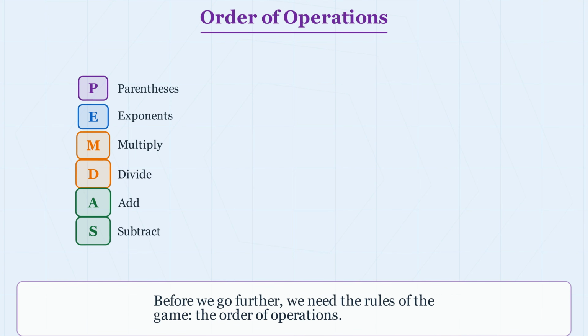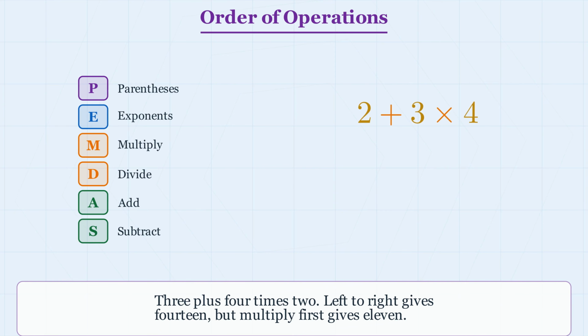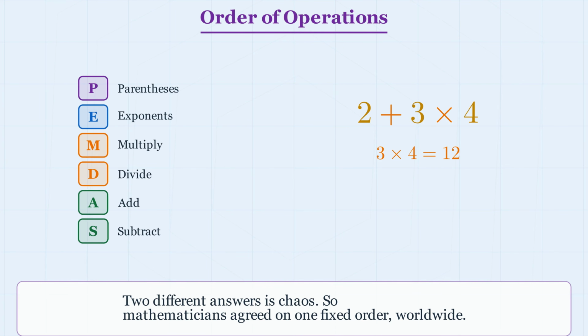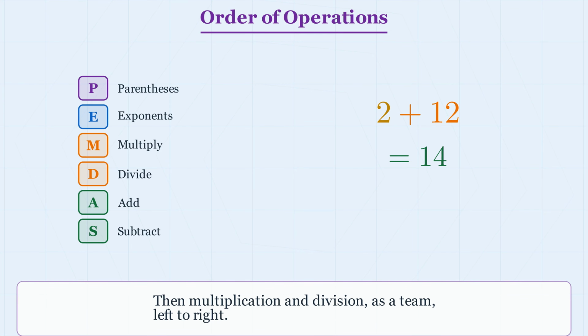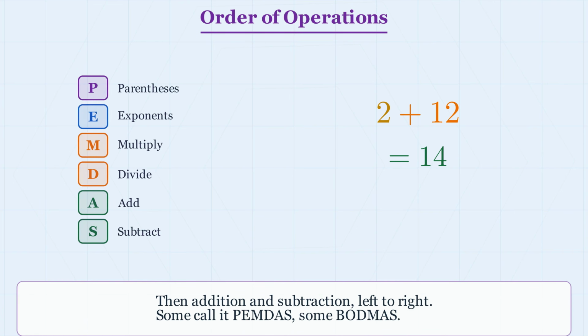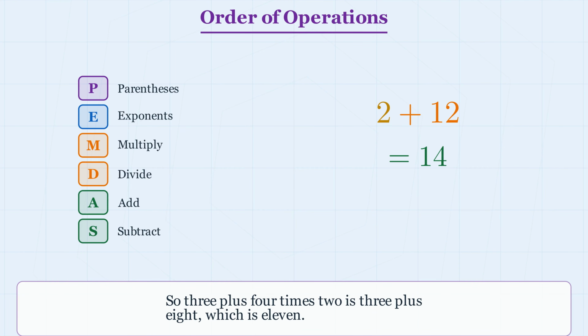Before we go further, we need the rules of the game, the order of operations. 3 plus 4 times 2. Left to right gives 14, but multiply first gives 11. Two different answers is chaos, so mathematicians agreed on one fixed order worldwide. Parentheses first, then exponents. Then multiplication and division as a team, left to right. Then addition and subtraction, left to right. Some call it PEMDAS, some BODMAS. So 3 plus 4 times 2 is 3 plus 8, which is 11.